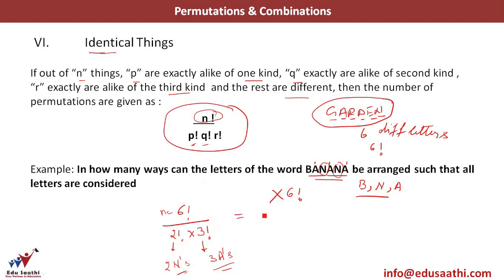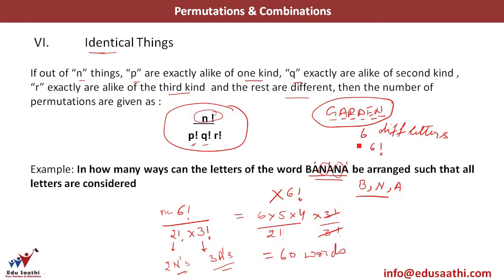So the answer here would be 6 into 5 into 4 divided by 2 factorial. I've just cancelled out 3 factorial because I'll have 3 factorial here and 3 factorial here. So this will basically cancel out. So what does this give me? 60 words.